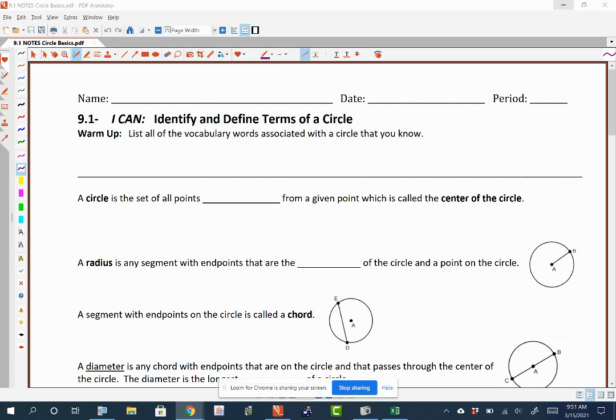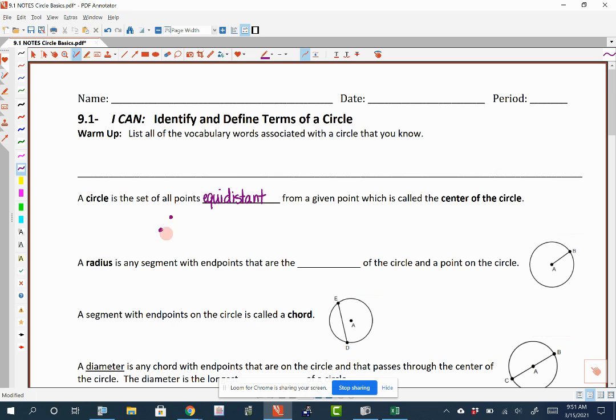So let's go down below the warm-up and start with what is a circle. So it says by definition, a circle is a set of all points equidistant. Which we should know equi means like the same. So we're talking about the same distance. So a circle is a set of all points that are the same distance from a given point, which is called the center. So if I start with a point, would be the center of my circle, and I found a length out to a point.